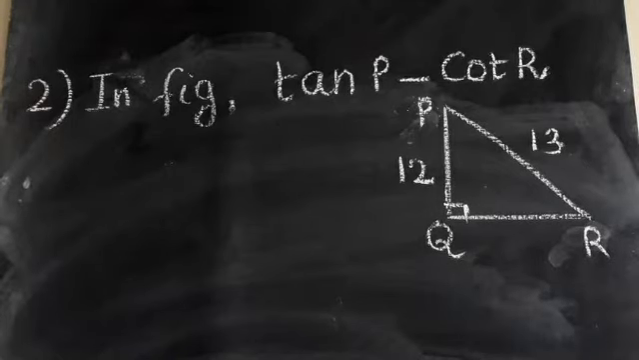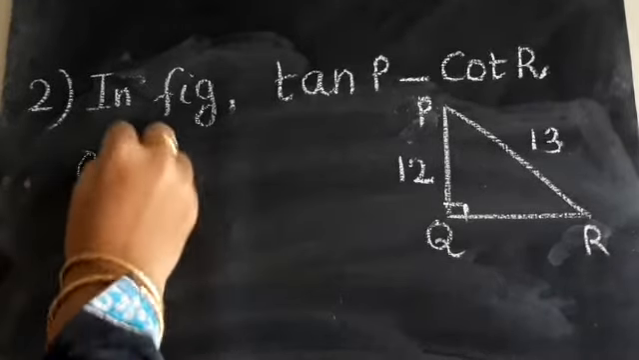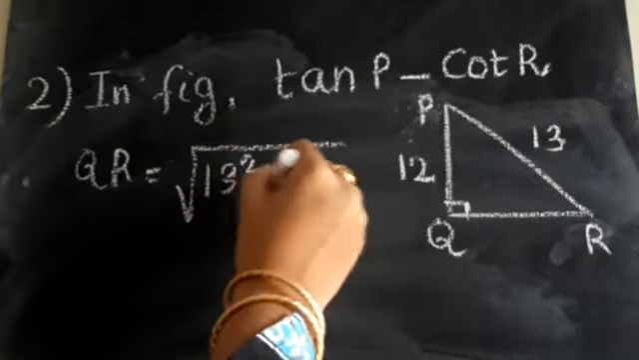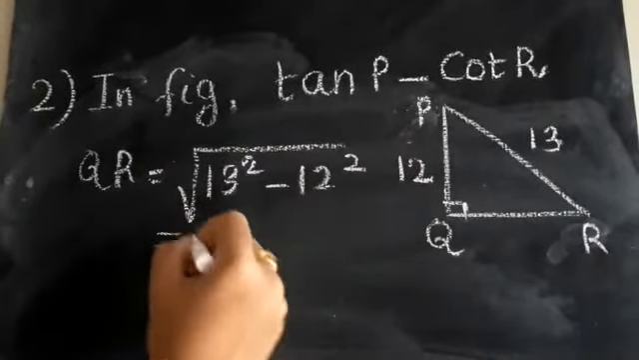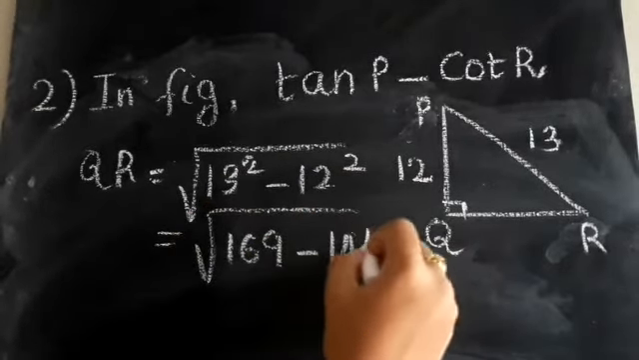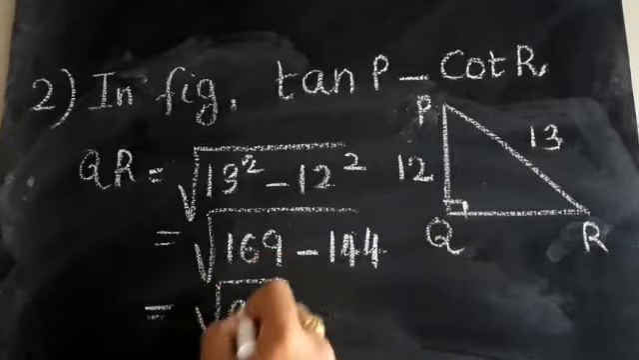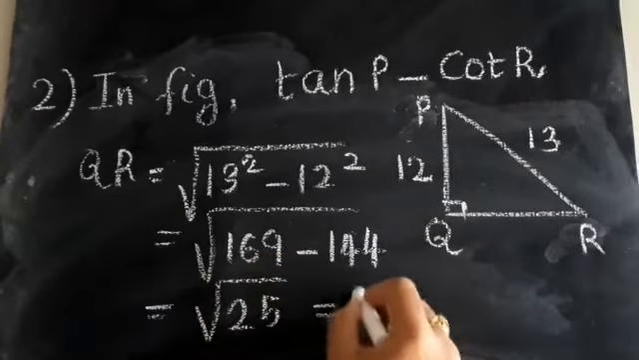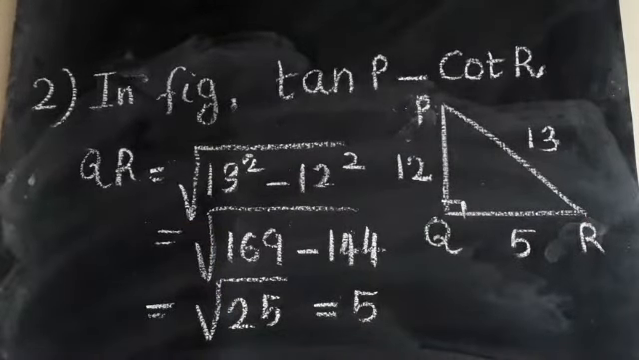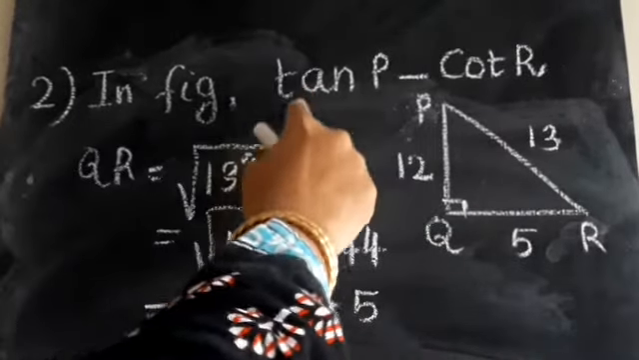So which side is unknown here? QR. So QR is equal to root of 13 square minus 12 square. 13 square what is that? 169 minus 144. So that is equal to root of 25. That is equal to 5. So what is the third side? 5.